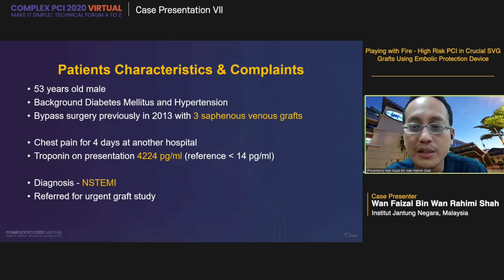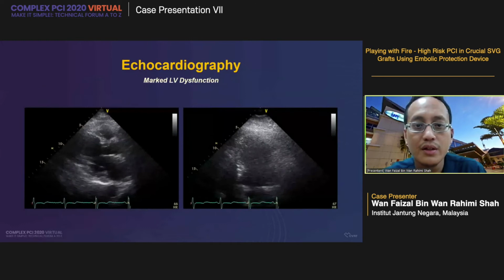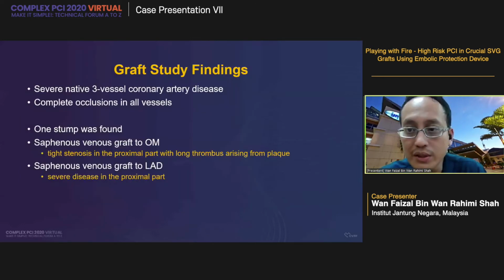He presented with a non-STEMI in another hospital, and was then referred to us for an urgent graft study and PCI. The baseline investigation shows marked ST depression changes, and the echo shows an EF of 33%. However, clinically, he appears to be stable with clear lungs and no significant murmur. So I'll just skip the echo. Now, important is the graft study findings. I'll summarize it up front. The graft shows severe native 3 vessel coronary artery disease, and we have CTO in all vessels, especially the mid part of each vessel.